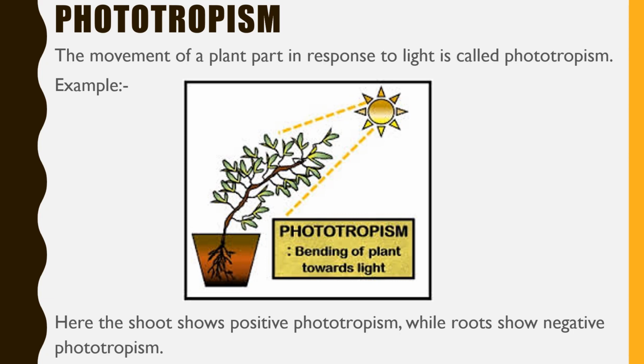Here in this movement, oxygen plays an important role. Oxygen helps in bending of a shoot towards the source of light by getting accumulated in the region of the shoot which is not facing the light. This results in rapid cell elongation on this side, thus causing the shoot to bend towards the source of light. Hence, the shoot shows positive phototropism while the root shows negative phototropism.